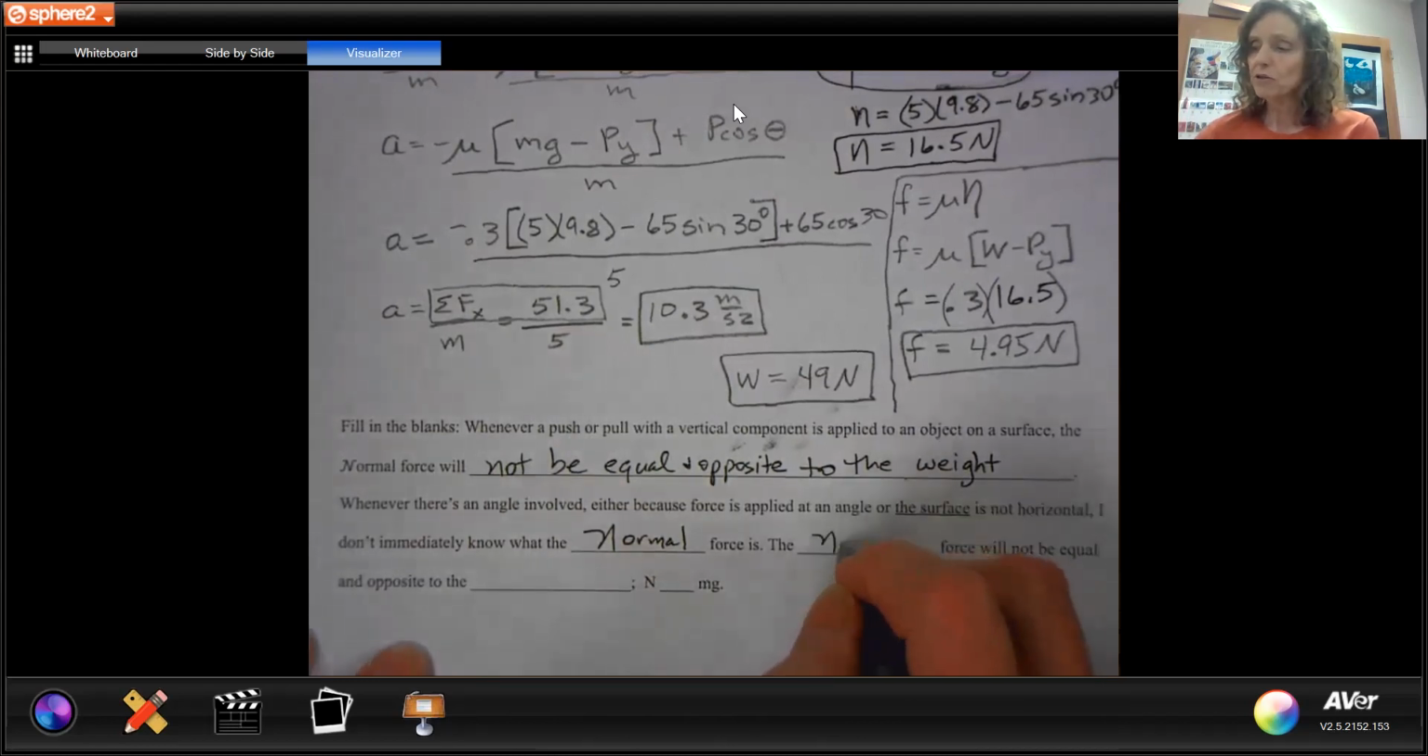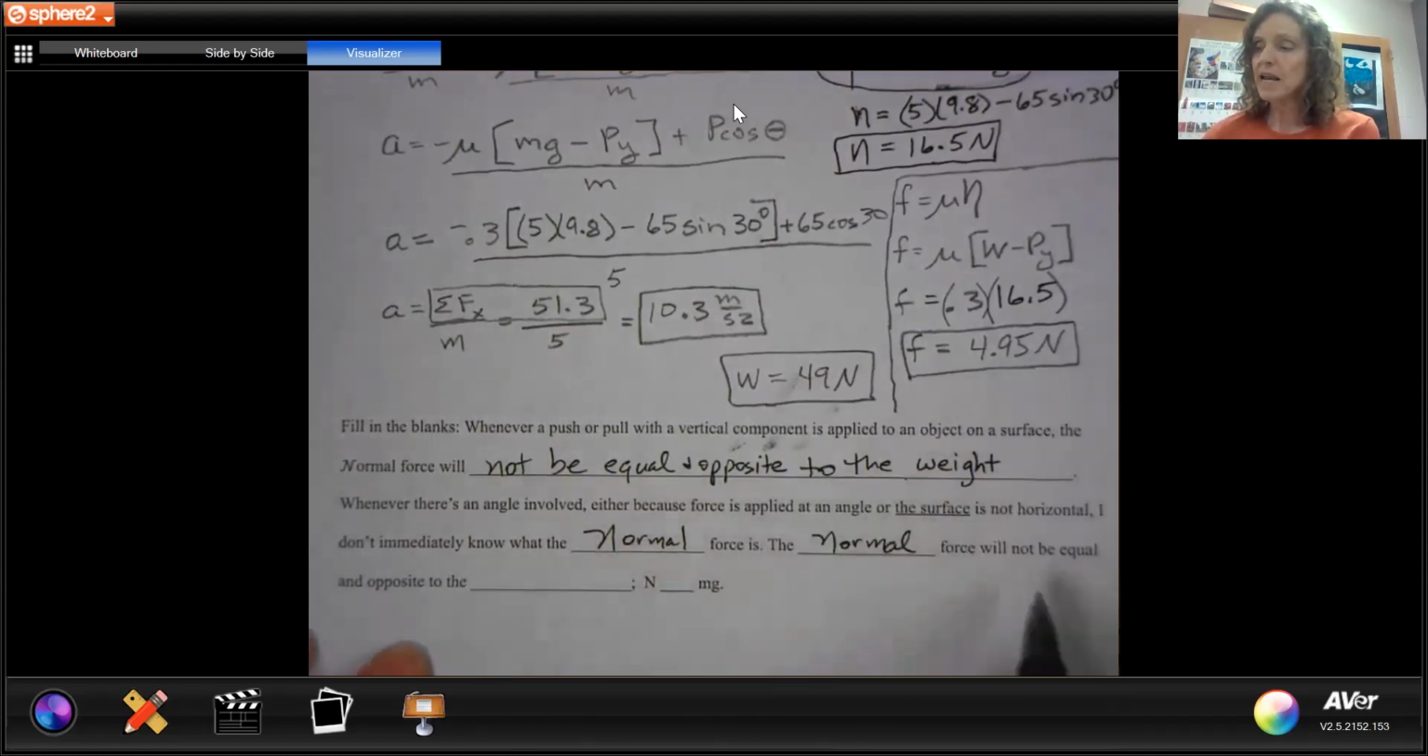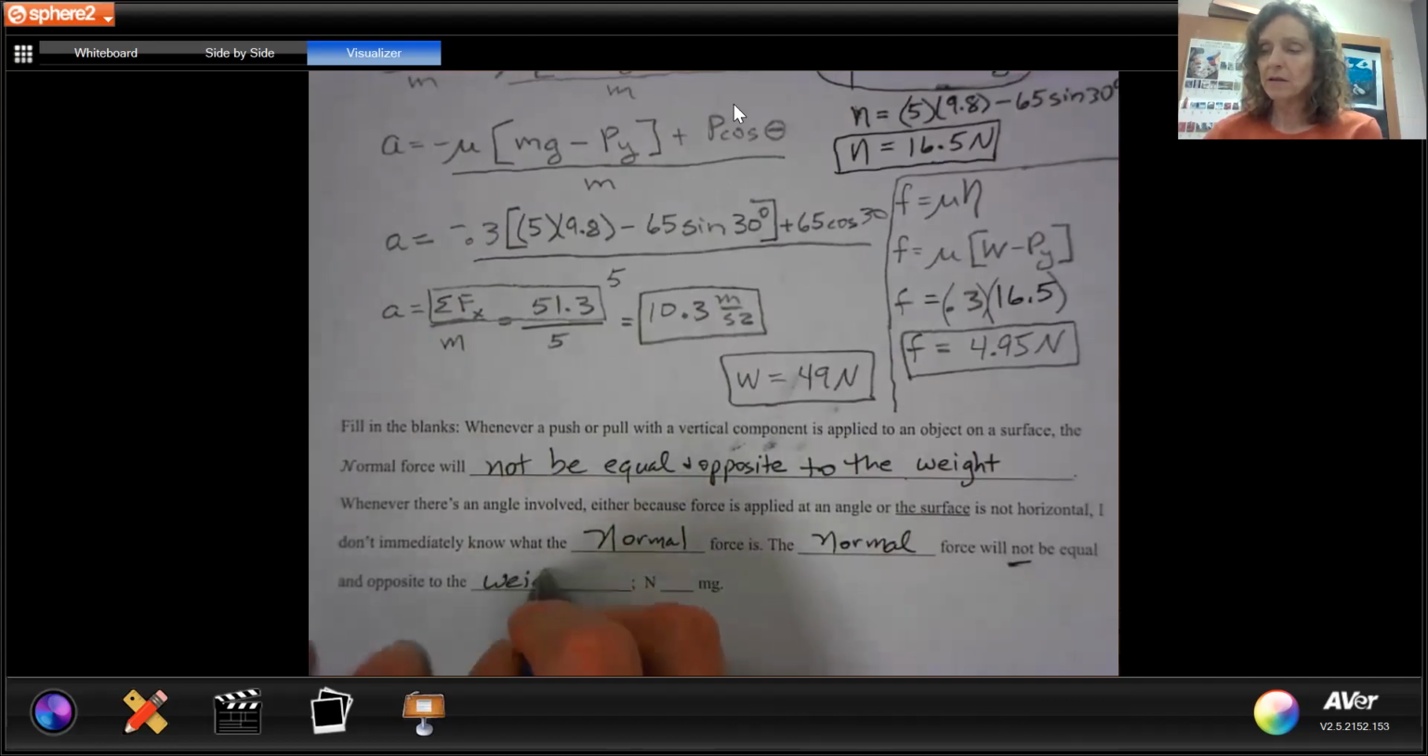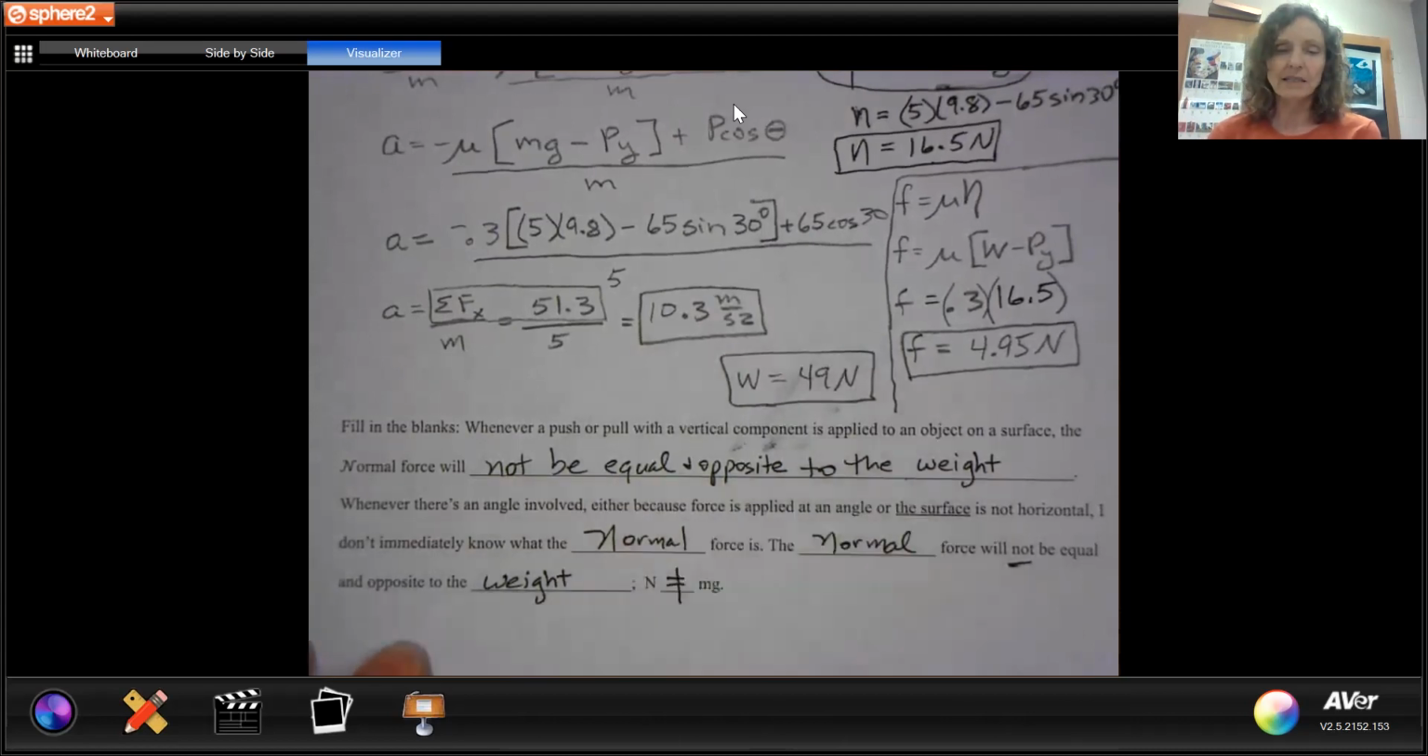The normal force will not be equal and opposite to the weight. Hammer this point home in your brain. The normal force will not be equal and opposite to the weight, okay? Here's an opportunity for a math symbol. The normal will not equal mg.